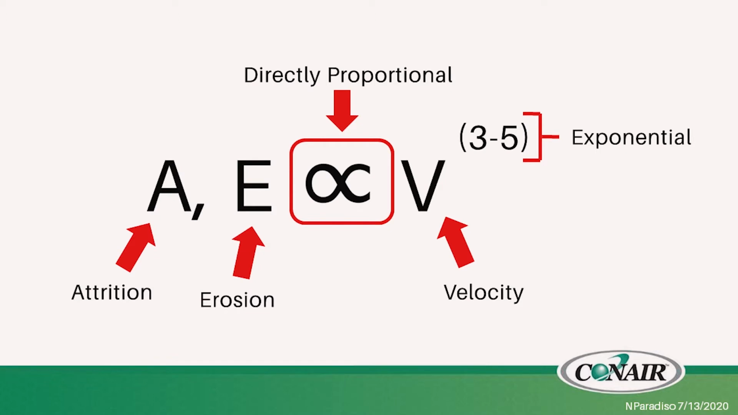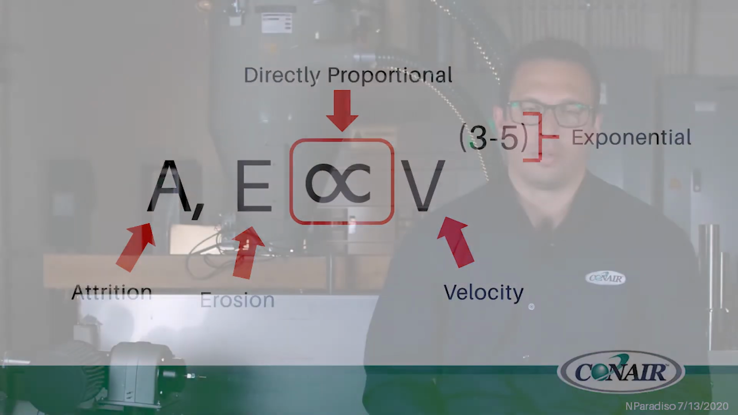Now, I just put up on the screen an equation that's very important to understand with respect to what material velocity does to your system. Attrition and erosion are directly proportional to the velocity of the material, to an exponential degree. Attrition is your material: how the material breaks down, whether it's angel hair, dust generation, or breaking apart because of how fast the material is running down that line.